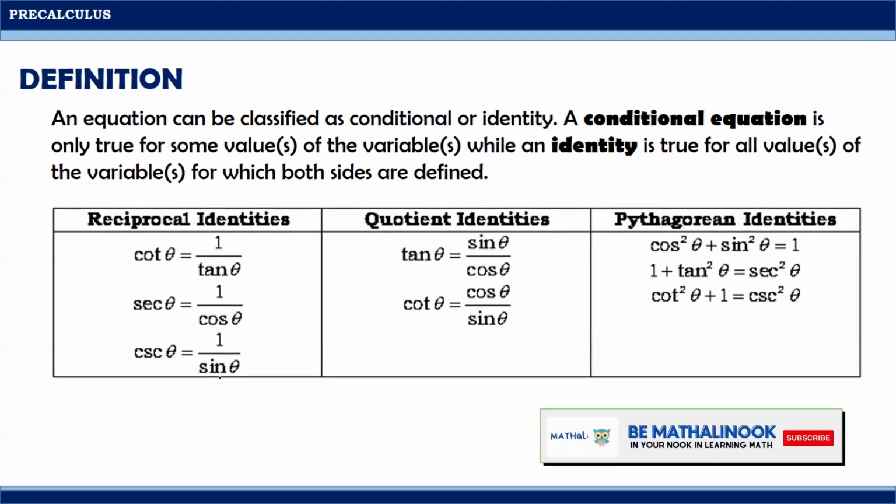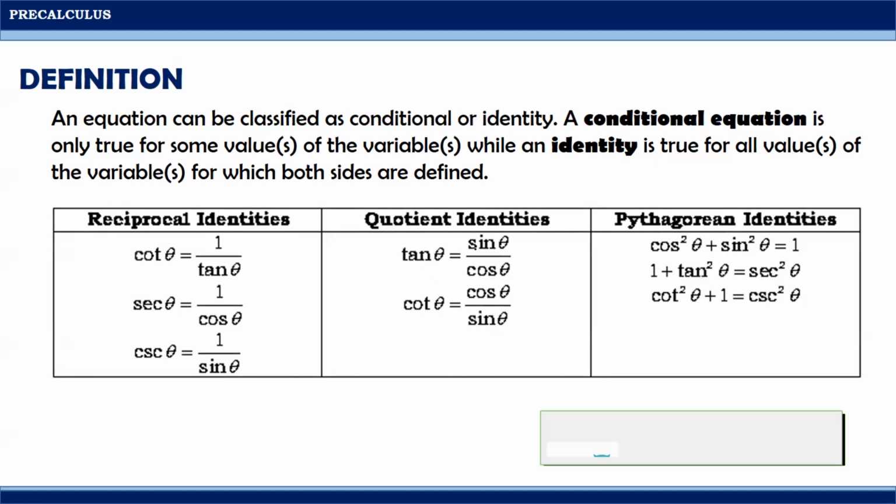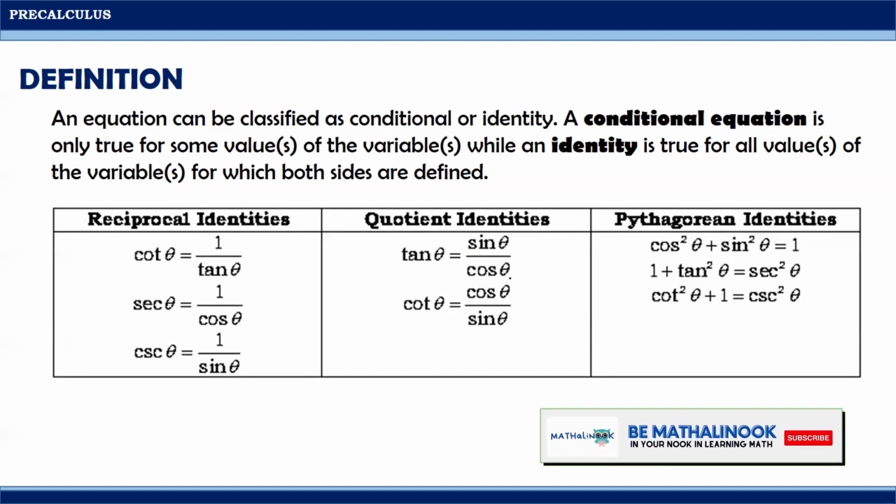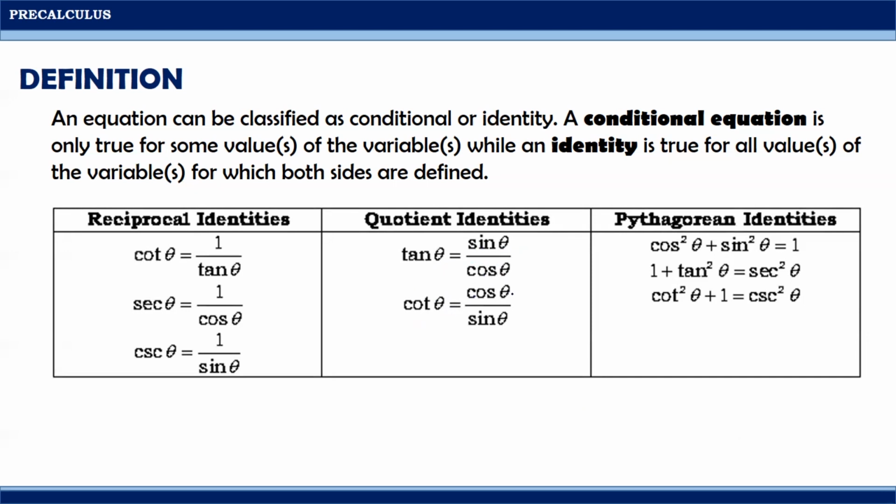For the quotient identities, we have 2. We have the tangent theta equals sine theta over cosine theta, and we have the cotangent theta equals cosine theta over sine theta. Finally, for the Pythagorean identities, we have 3.